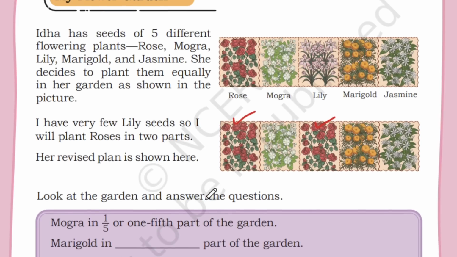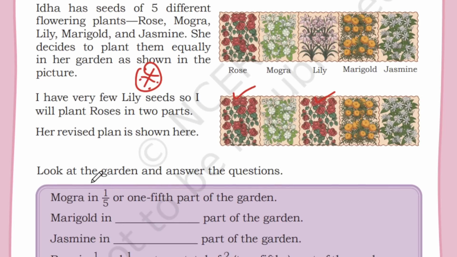Okay, look at the garden and answer the question. So this is like your exam important question. Do not expect the same question, but they will ask you in a different pattern. Okay. So moringa is 1/5 part of the garden. So how many parts are there totally? We have 1, 2, 3, 4 and 5. And moringa is one among them, so it is 1 by 5 part of the garden.